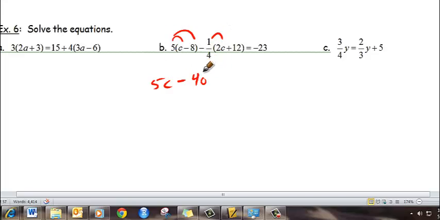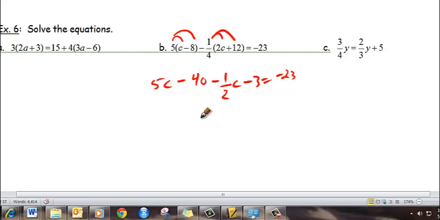And then same thing with this quarter here. So 1 times 2 is 2, divided by 4, 2 over 4 would be a -1/2. And then we take this -1/4 of 12. So 1 times 12 would be 12, divided by 4 would be 3. But we're distributing a negative, so making it a -3 equals -23.